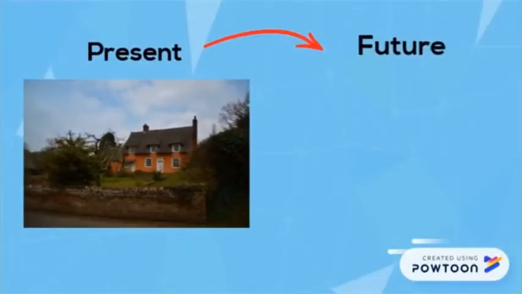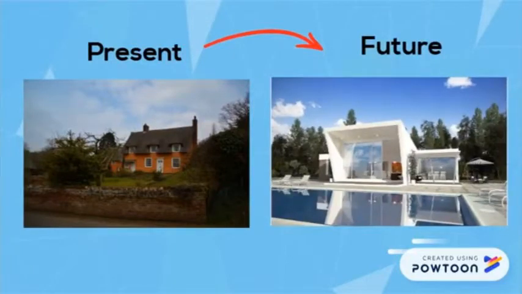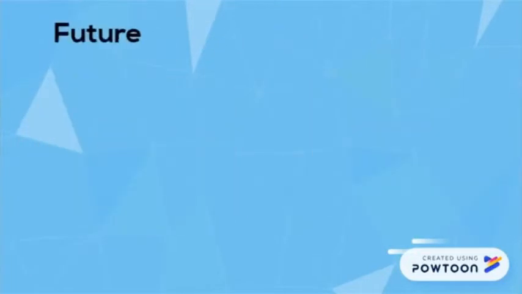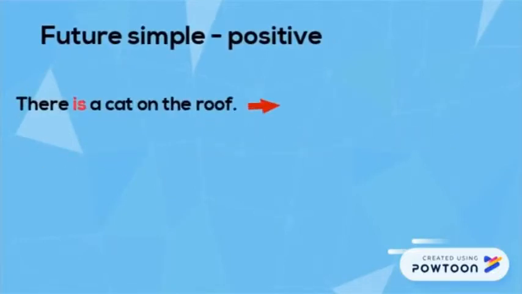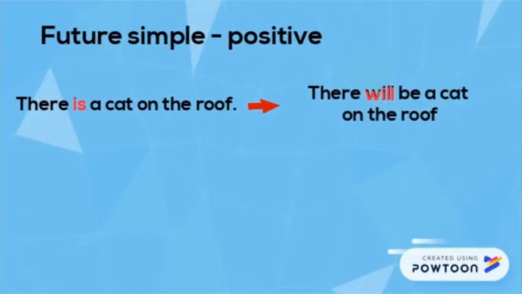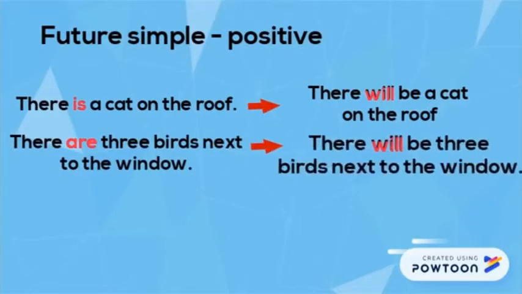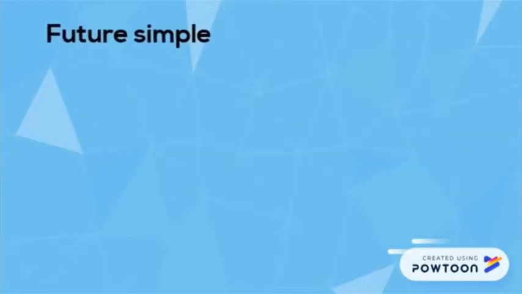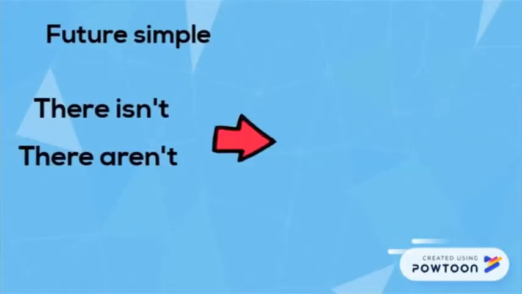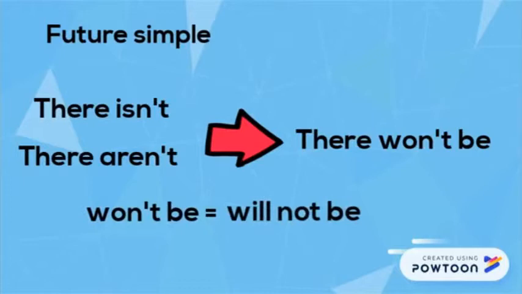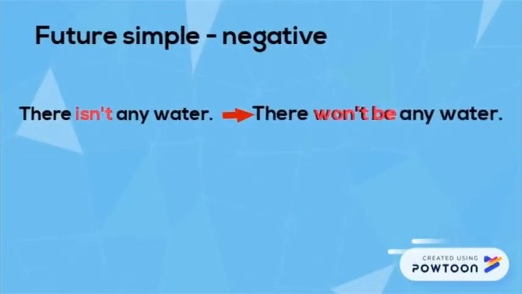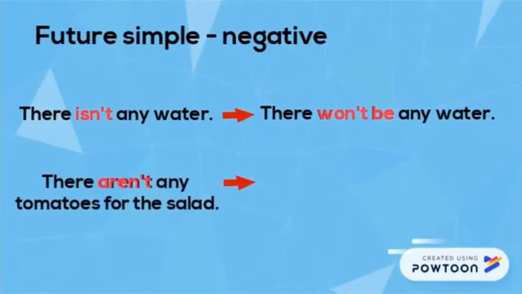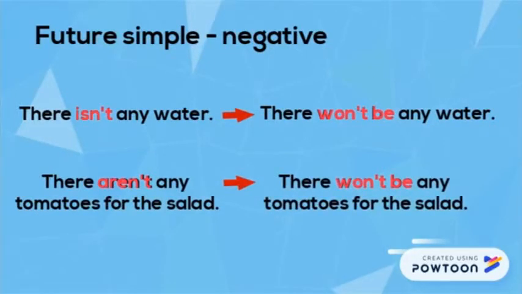What if I want to talk about my future ideal house? I have to use will. For example, there is and there are become there will be. There is a cat on the roof, there will be a cat on the roof. And for negative sentences, in the future there won't be. For example, there isn't any water, there won't be any water.